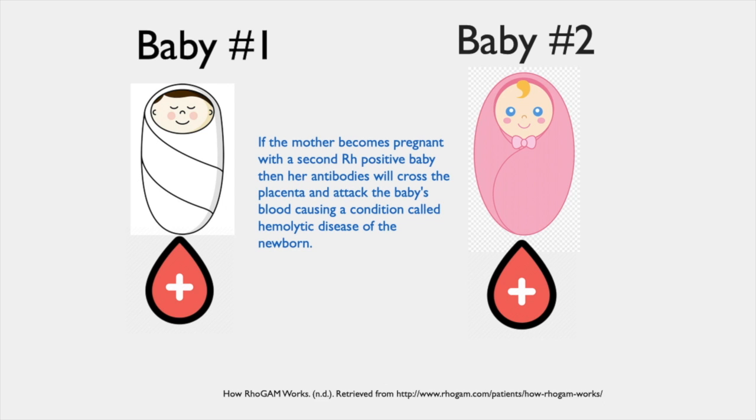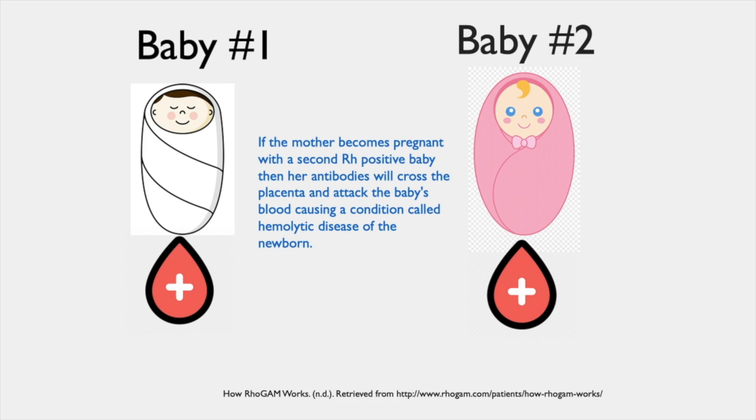If the mother becomes pregnant with a second Rh positive baby, then her antibodies will cross the placenta and attack the baby's blood, causing a condition called hemolytic disease of the newborn. This usually is not a problem because the mother's blood and the fetus's blood do not mix, except during delivery or certain procedures like an amniocentesis, a CVS, or any type of trauma. The mother may be exposed to red blood cells from her Rh positive fetus during these procedures.